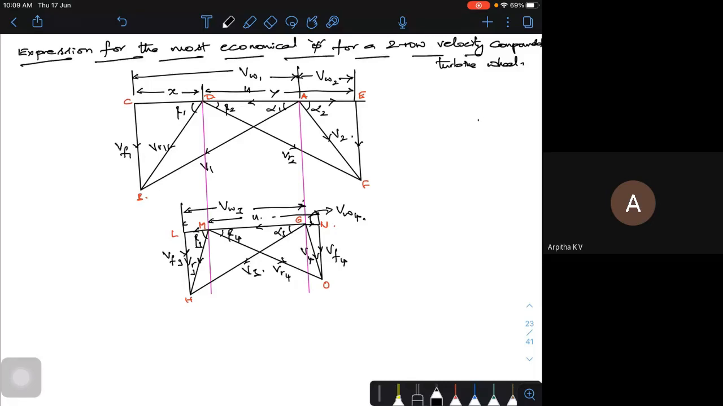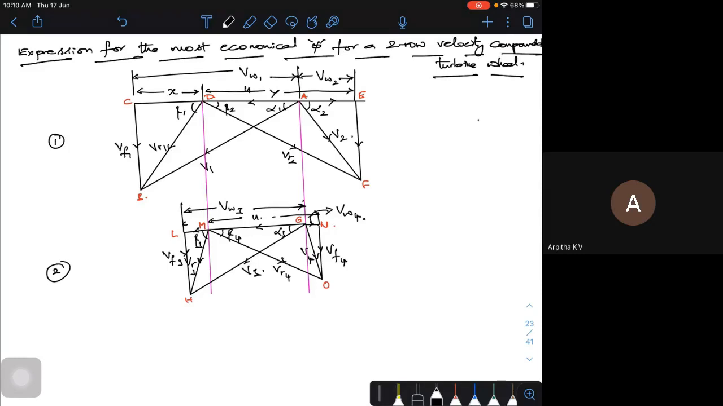Okay. So to get the expressions, we need to draw the velocity triangles. What I have done is I have written two velocity triangles, one for the first row and this is for the second row. But just by looking at the velocity triangles, I could clearly tell that the energy available at row 1 is bigger compared to the energy available at row 2. So this is what we can clearly conclude. Now let us consider the first row velocity triangle.